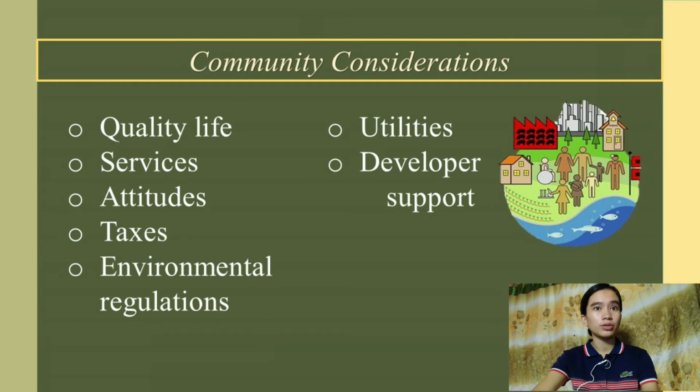Next is the community considerations, which as compared to regional factors is more specific, wherein here it focuses mainly on the people's quality of life, their attitudes, services, taxes, environmental regulations, utilities and developer support, or on how they will adapt to the particular community.